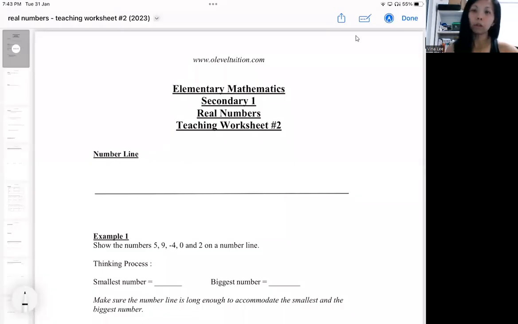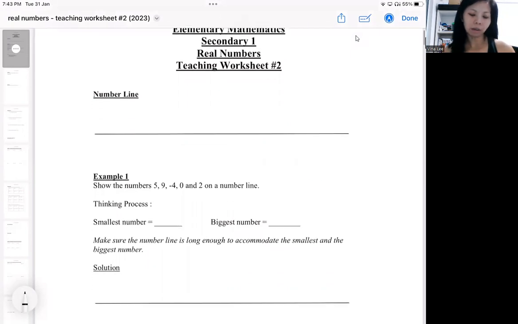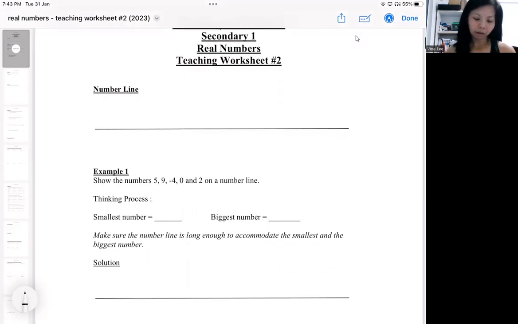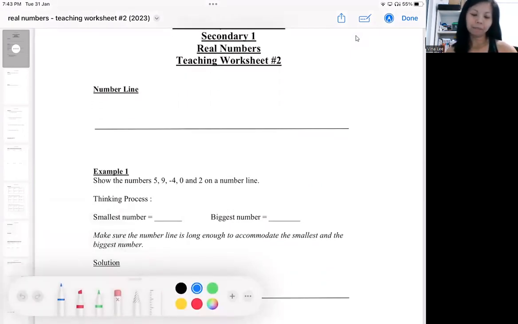In the first teaching worksheet, we already saw the number line. So right here in the second teaching worksheet, we're going to look at what kind of question you'll be asked using the number line. Okay, so before we look at the questions that have to do with the number line, let's recap how a number line looks.